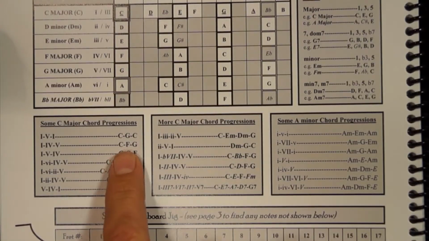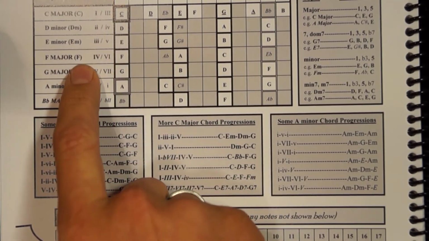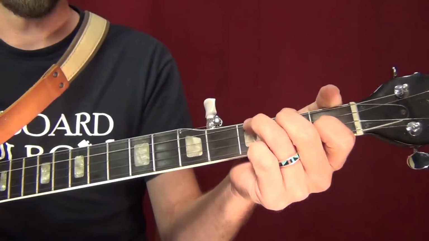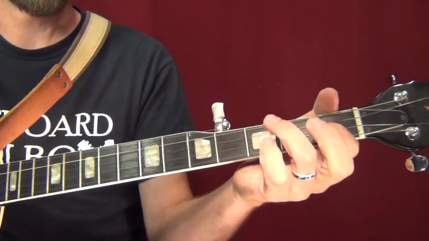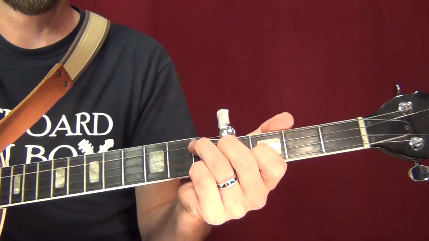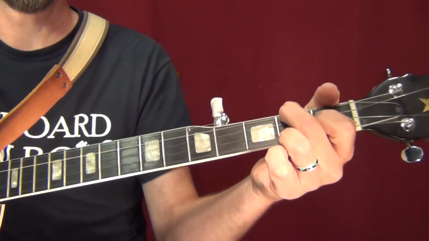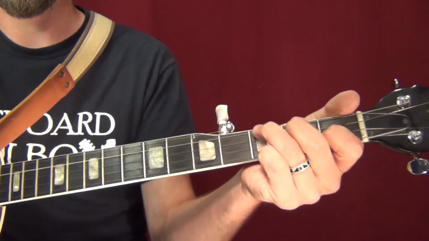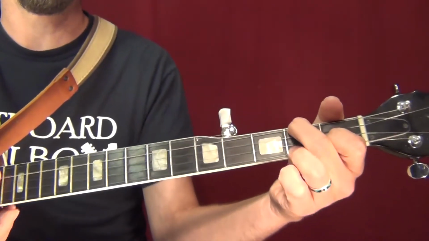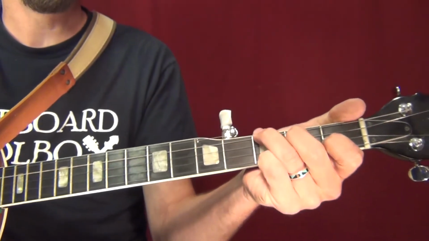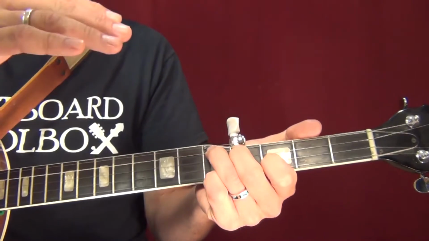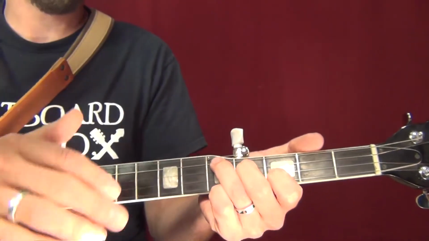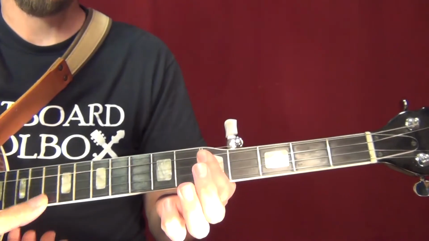A 1, 4, 5 progression in the key of C major is going to be C major, F major, G major. So here I'm going to go C major. Let me try to get a C major here. C major, F major, G major, C major. And the thing about 4 chords is that I feel like they kind of drive you away from the root. So here's the root. The 4 chord kind of pushes you away from the root. The 5 chord has a lot of tension, and then you can resolve that by bringing it back to the 1 chord.